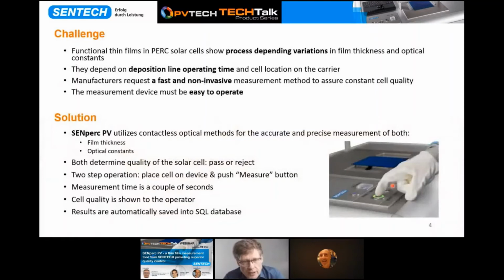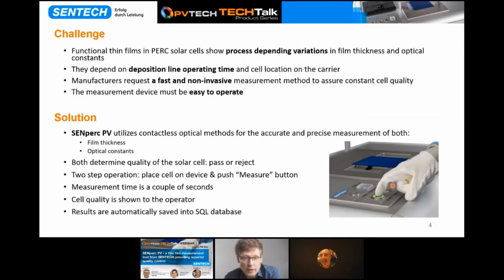Our customers in the PV market are facing the challenge that, for example, in PERC solar cell production, there is a process-dependent variation in film thicknesses and optical constants of the functional films in the PERC solar cells. These variations depend strongly on the deposition line operation time, for example, as well as on the cell location on the carrier. Therefore, the manufacturers request a fast and non-invasive measurement method to assure a constant quality of their cells.